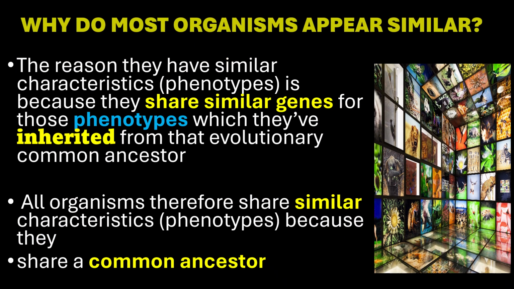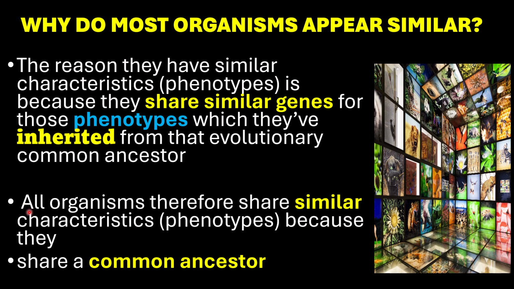Okay, then we go on to the following question. Why do most organisms appear similar? The reason they have similar characteristics or phenotypes is because they share similar genes. They share similar genes for those phenotypes, which they have inherited from the evolutionary common ancestor.